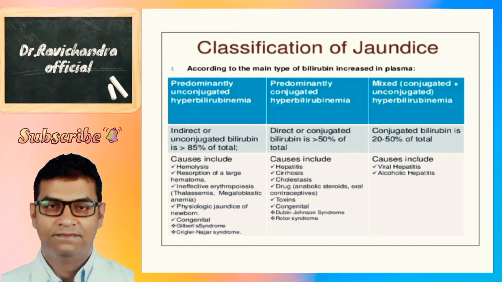Predominantly conjugated hyperbilirubinemia is when direct or conjugated bilirubin is more than 50% of the total bilirubin, and the causes are hepatitis, cirrhosis, cholestasis, anabolic steroid usage, oral contraceptive usage, toxins, and congenital syndromes like Dubin-Johnson syndrome and Rotor syndrome. Mixed is when conjugated bilirubin is 20 to 50% of the total bilirubin, and the causes are alcoholic hepatitis and viral hepatitis.